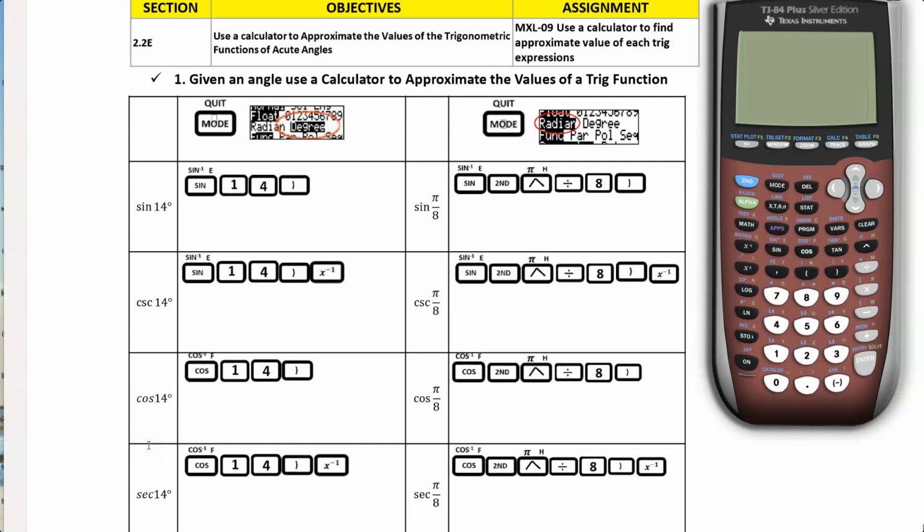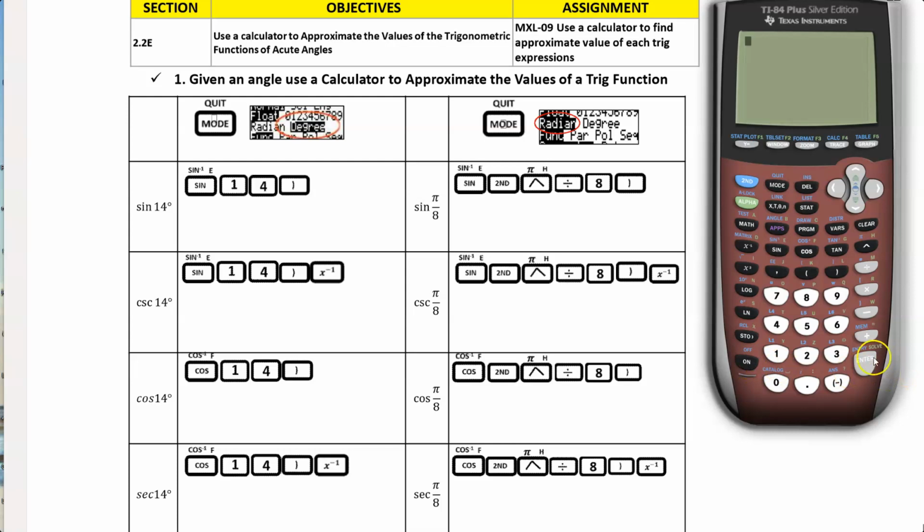Welcome, it is Friday, August 21st, and today we're going to use our calculators to approximate the value of trigonometric expressions. Whereas the last couple of days we've done the exact value, now we're going to use our calculator and get the approximate value. There's two things you need to know when you're working on your calculator, and that's what mode you want to be in.